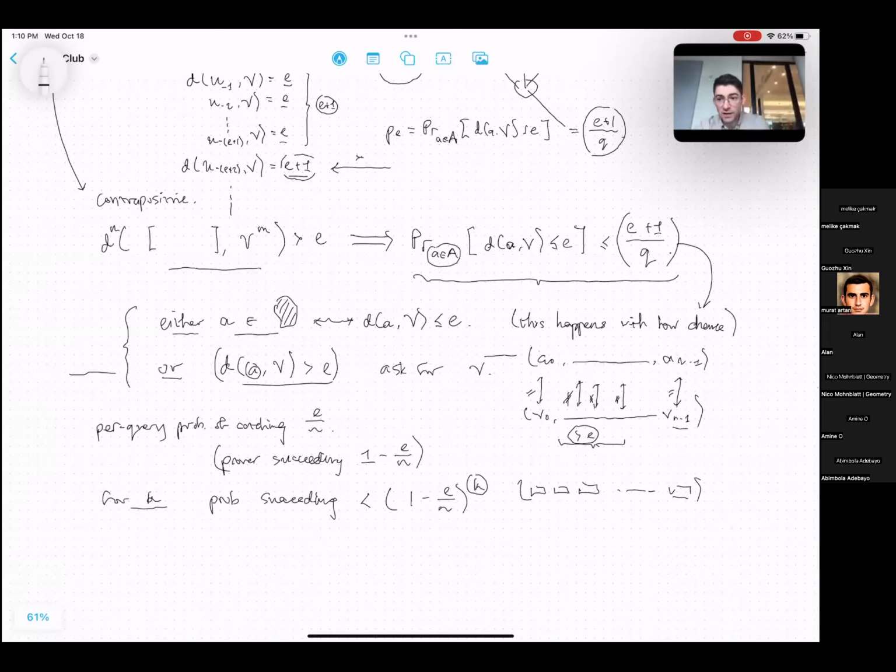What can go wrong is that when I randomly pick an A from your space, I pick one which is close to the code. If I do that, then this doesn't work anymore, because this entire analysis relied on there being more than E discrepancies, more than E bad positions. That's only true if the distance between A and V is more than E. But if the distance between A and V is less than or equal to E, I lose my guarantee on the effectiveness of queries. But thankfully, that only happens if I pick a false witness, which is unlikely, right?